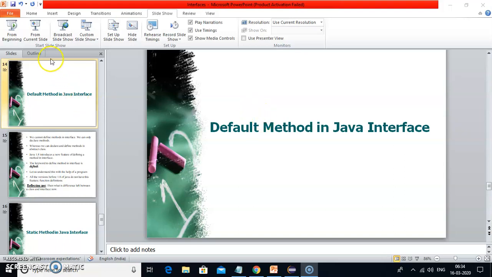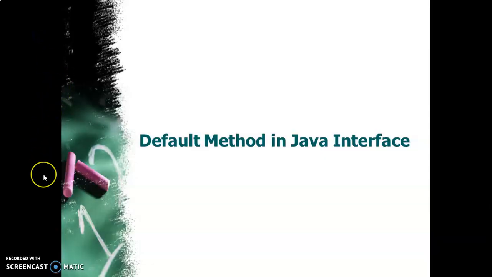Hello everyone. Let us see default method in Java and its practical implementation. So let us begin. Up till now what we have covered is what are interfaces, how to use, implement and extend keyword. Then we have seen the practical implementation of interface.